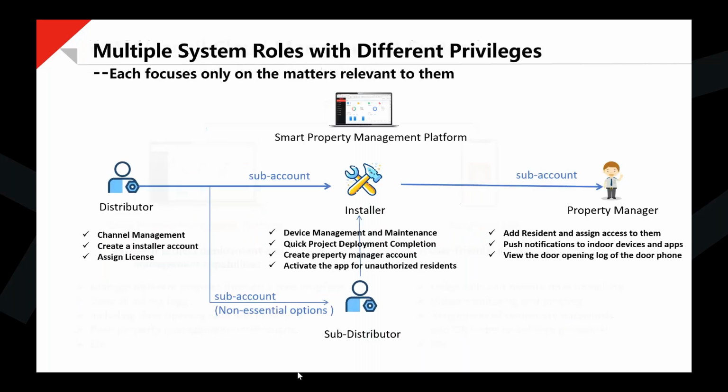So, FCMS supports multiple role collaboration, with each role having clearly defined permissions and responsibilities. For example, a distributor can create installer accounts, assign licenses, and manage device resources. So the distributor first needs to add the units to their account, then create an installer account, and then assign the devices to the installer. So this is how it works.